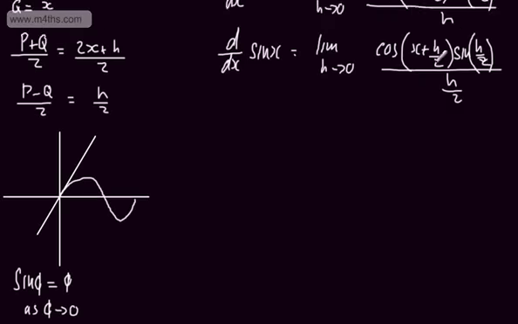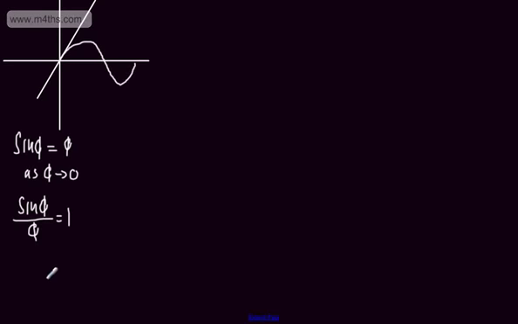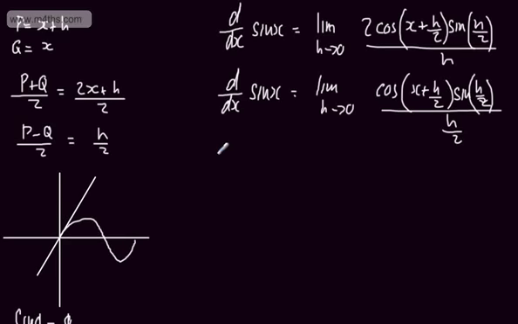Now let's look at that here. What I've got here is the sine of h over 2 over h over 2. So we can say that the sine of h over 2 over h over 2, as h over 2 tends to 0, will give us 1. So at this stage we can simply sub that in. The derivative with respect to x of sine x is the limit as h tends to 0, and we're going to have cos x.